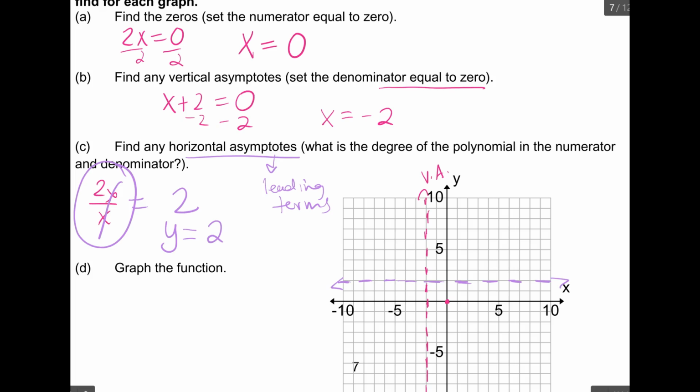So this section, if you look in your book, it talks about horizontal and vertical asymptotes. Those are the 2 we're doing. It also talks about oblique.